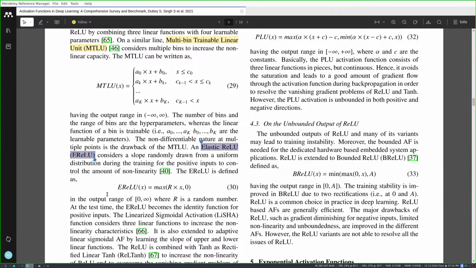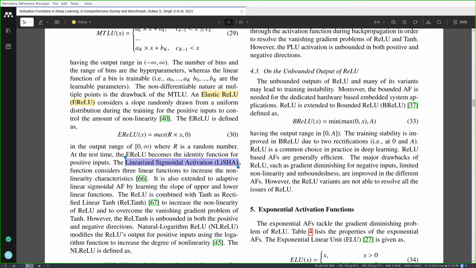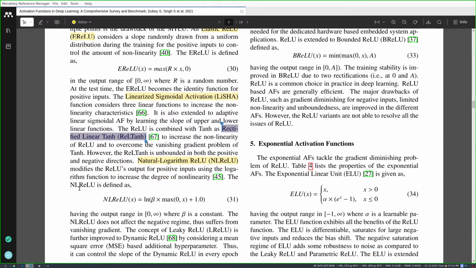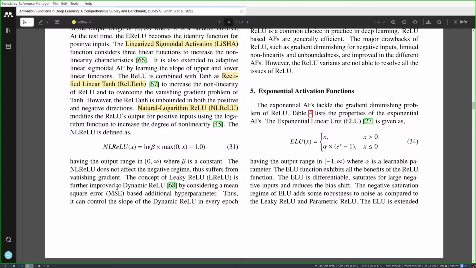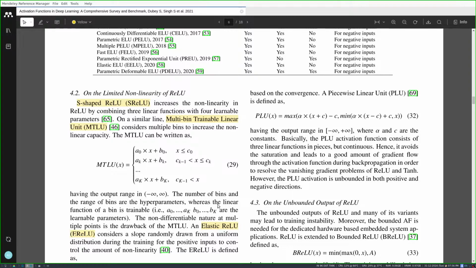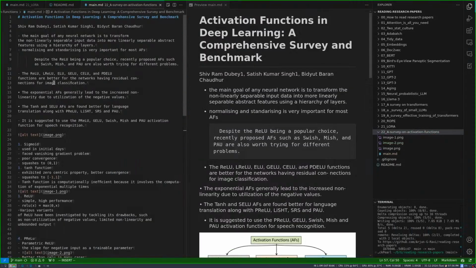Elastic ReLU. I don't know what it does. Linearized ReLU. Natural logarithm ReLU. Rectified linear... Non-linearity ReLU. No, I know. Dynamic ReLU. Piecewise linear unit. Swish, Mish, and PAU. Okay. These are the important ones, I think.